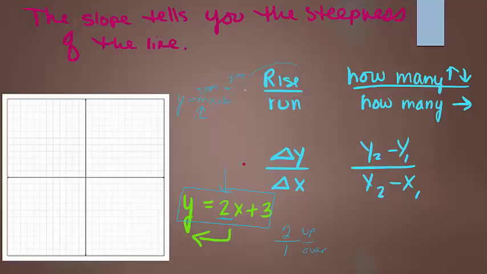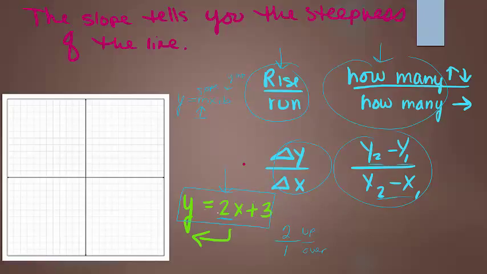And all of these over here are different ways of writing or thinking about the slope. It's the rise over the run, how many up or down and over how many over, delta y over delta x, or change in y over change in x, or difference in the y's over difference in the x's.